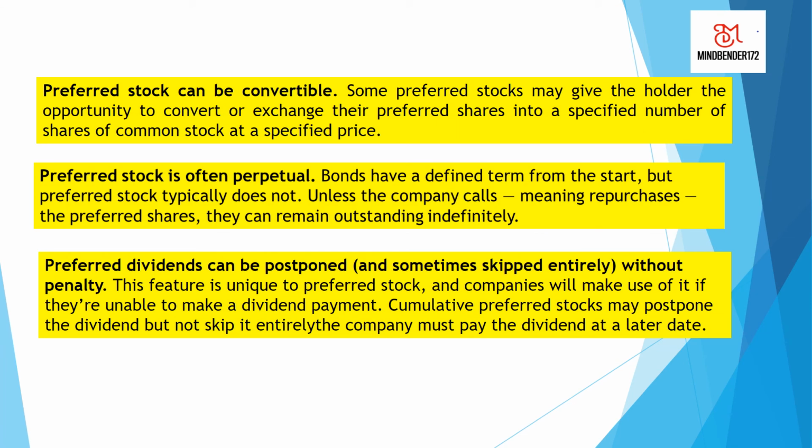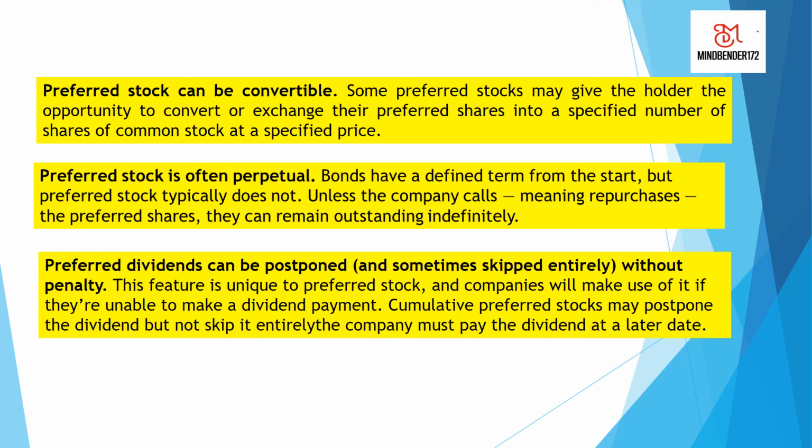Continuing with the characteristics, in this slide, preferred stocks can be convertible. That means they can be converted to common stock if the opportunity is given by the company. They can be converted into common stock, taking ownership according to the common stock. Preferred stocks normally are perpetual.